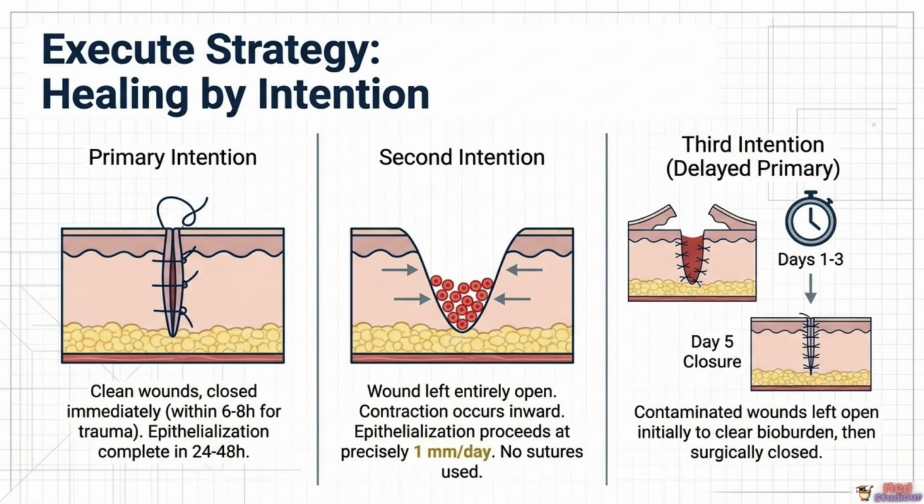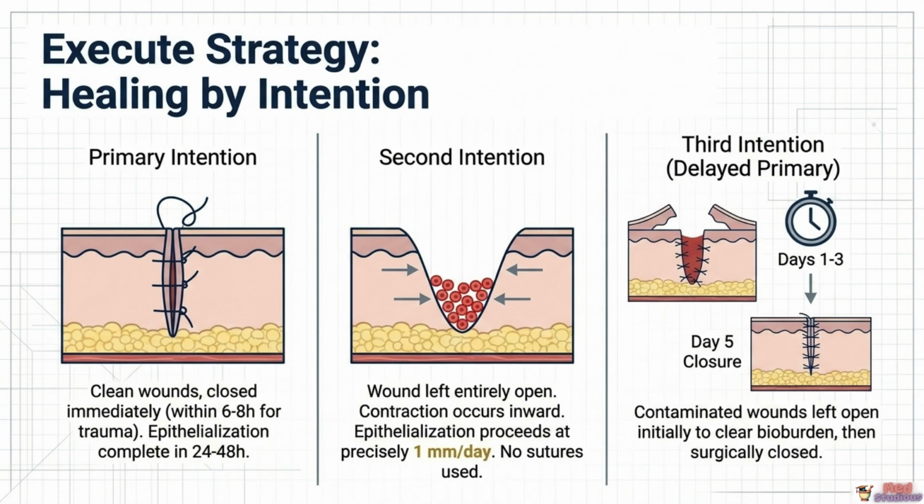Secondary intention is used when the wound cannot be closed, typically due to excessive tissue loss, heavy contamination, or ongoing infection. The wound is left entirely open and fills in from the base upward through granulation tissue formation. Wound contraction by myofibroblasts proceeds centripetally, inward from all edges simultaneously. Epithelialization advances across the granulation tissue surface at a precise rate of 1 millimeter per day. No sutures are used.